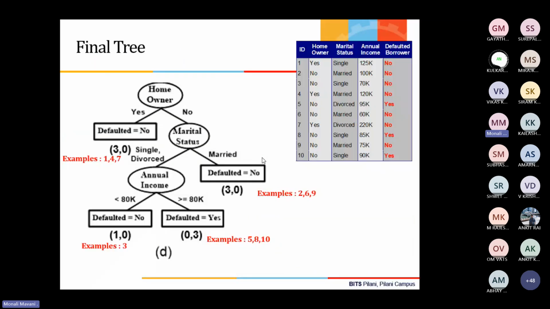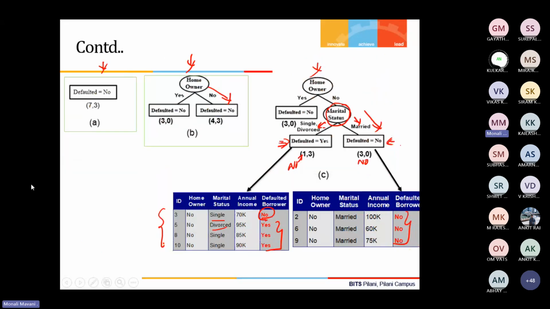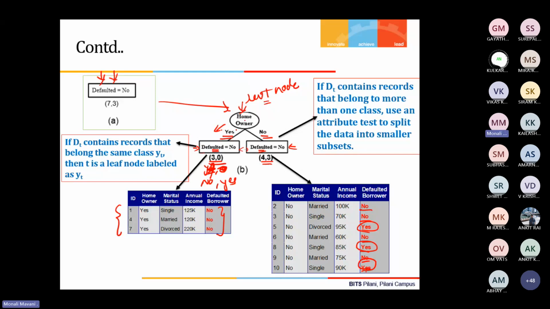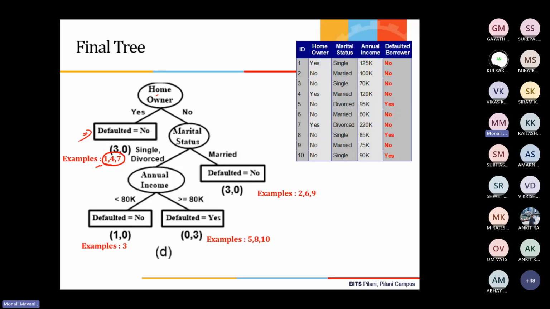How do we do the inferencing? So this is the final tree, which will look like this. Homeowner, left branch, right branch. In the left branch, we have reached the leaf node. Which examples are going in the left node? Homeowner yes branch, defaulted no. I have 3 examples, so example number 1, 4, and 7 have gone over here. Then for each of the leaf nodes you can verify. Here examples 2, 6, and 9 are going. You can see all of them belong to the no class.